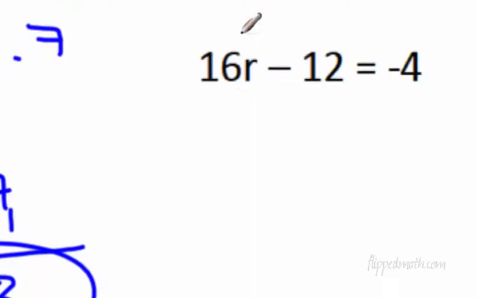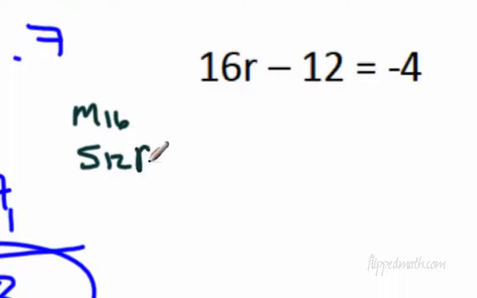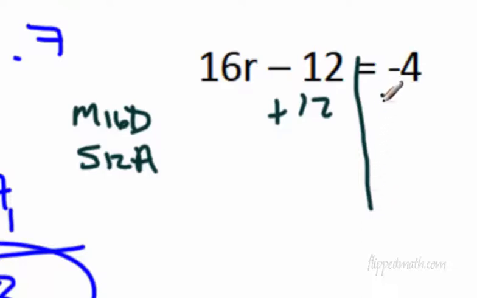So if I plug in for r here, we get, what do we do first? First we multiply by 16, and then we subtract 12. So the opposite of subtracting 12 would be adding 12, and the opposite of multiplying by 16 would be dividing by 16. So let's check that out. We add 12 to each side. Plus 12.